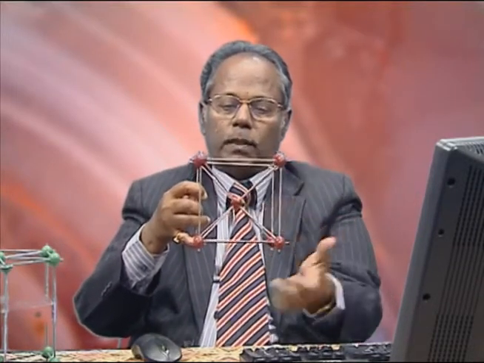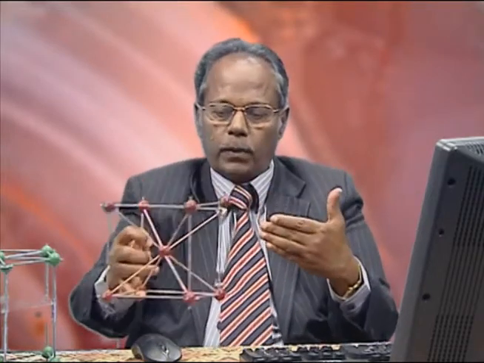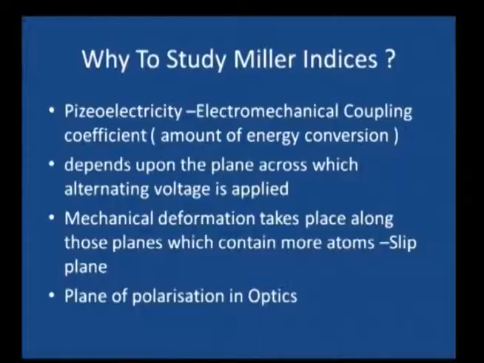Then you can talk of atoms in a plane. As I told you, if you have got atoms here, there are 4 atoms in this plane. On the other hand, if you have got a plane which is passing through this and this, then there will be 5 atoms. Therefore, the planar density is different. The number of atoms that you have got in a plane will be different in different planes. What I would like to tell you is, if the planar density is large, then the crystal will deform. The mechanical deformation will be easier along that plane which has got higher planar density. So, very many properties depend upon crystalline planes. That is the reason why we study Miller indices.